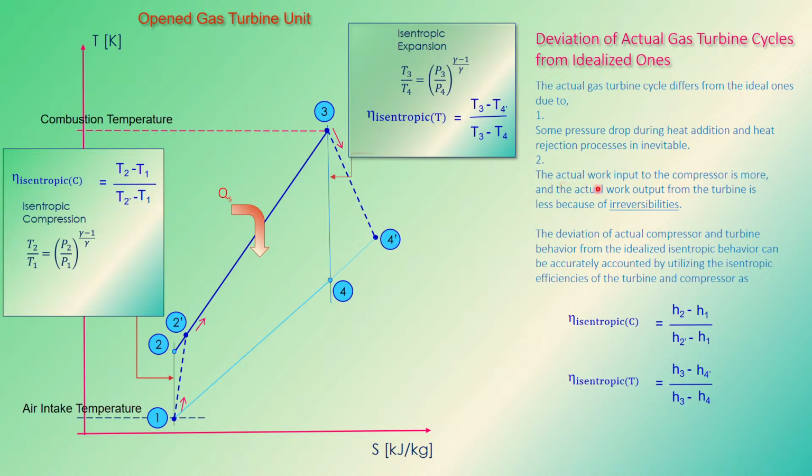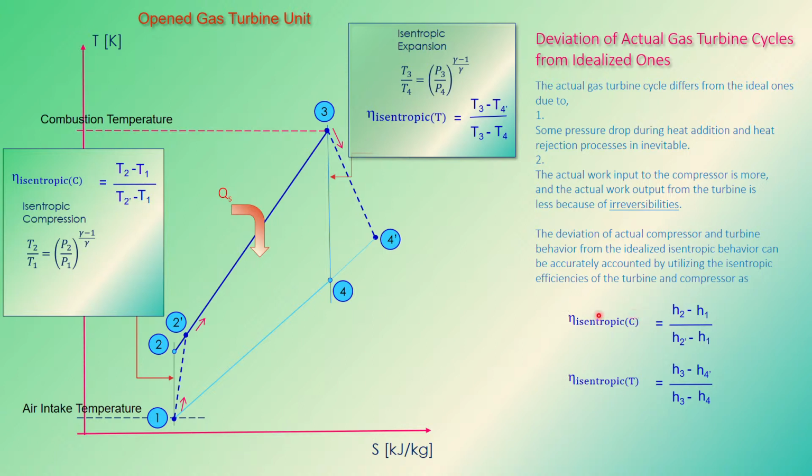So the actual work input to the compressor, that means 1 to 2 prime here, is more, and the actual work output from the turbine is less, because of the irreversibilities. By now you should know what is irreversible and reversible. So the deviation of the actual compressor and turbine behavior from the ideal ones can be accurately accounted for by utilizing the isentropic efficiencies for the turbine and the compressor.